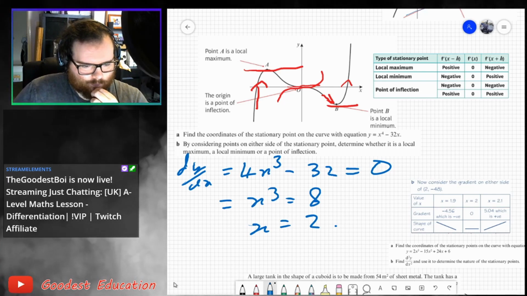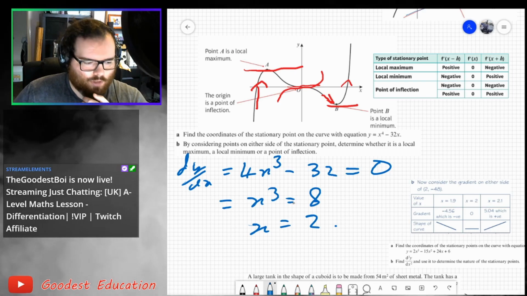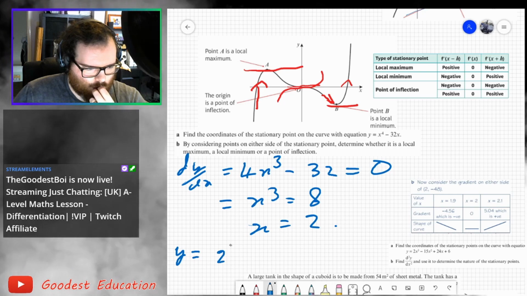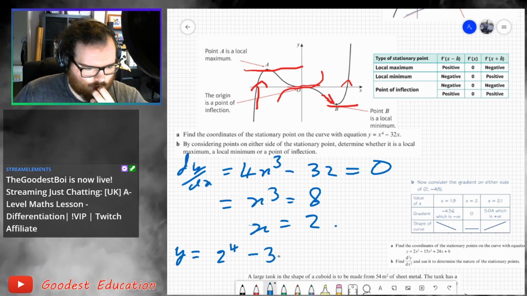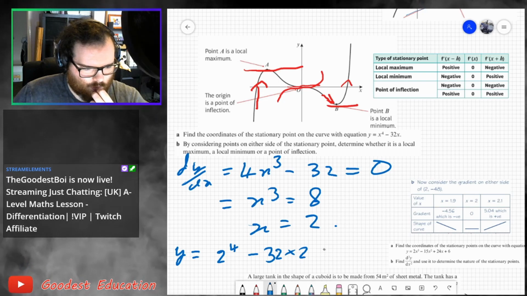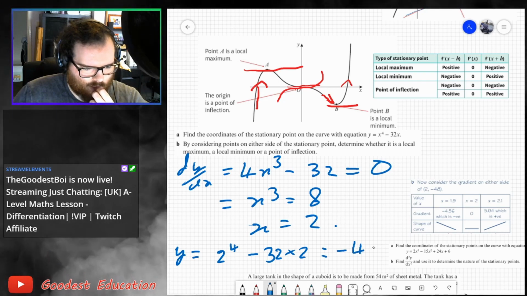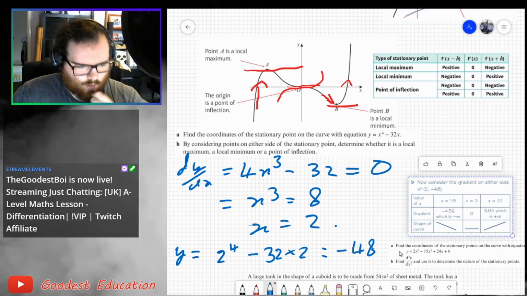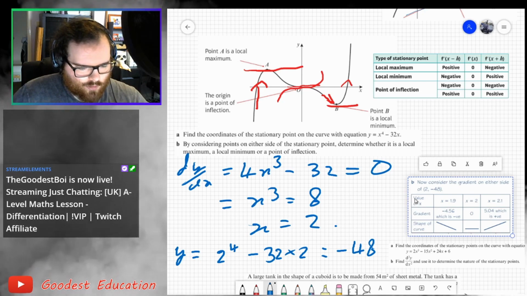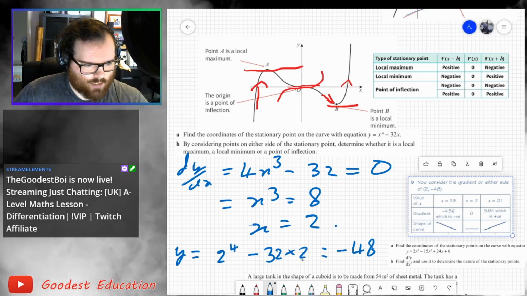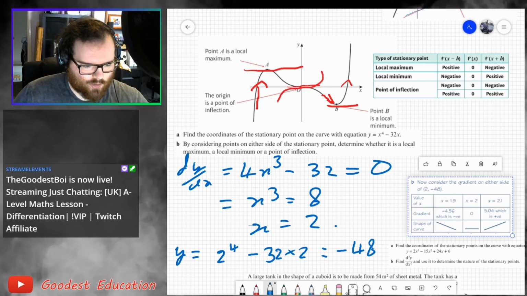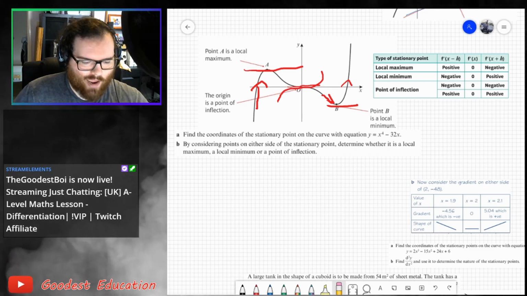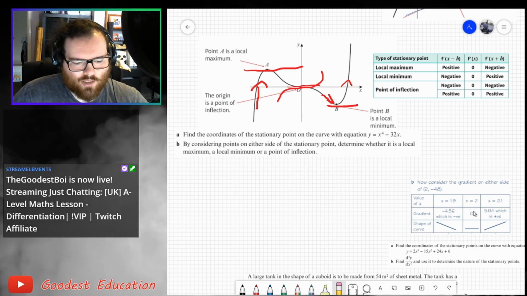And then you want to find the corresponding y coordinate. So y is going to be equal to 2 to the 4 minus 32 times 2, which is going to be equal to minus 48. So now that we've found a stationary point, which is at (2, -48), working out where it is without drawing it doesn't really give us any indication.